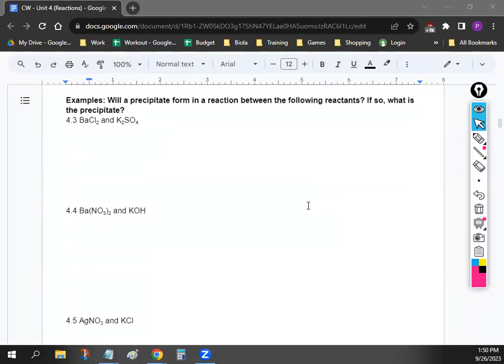Okay, so now we're going to start looking at reactions between them. Just now we talked about whether a compound is soluble or insoluble. Now we're going to talk about whether, if we mix them together, you form a precipitate or not. So I'm going to show you how to do the first problem, 4.3, and then I'll have you do the other ones on your own. All right, so you've got BaCl2, and you are reacting that with K2SO4. Now, I'm just going to let you know right away, and I'll do this in blue, both of these are aqueous. So you don't need to go look up the rules.